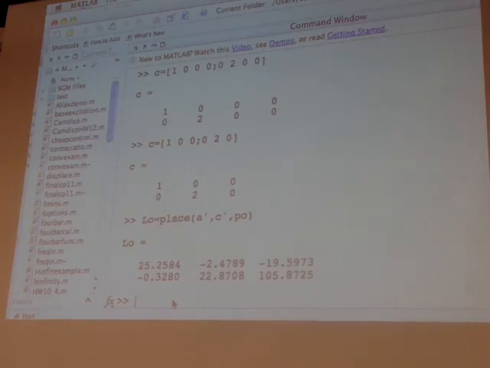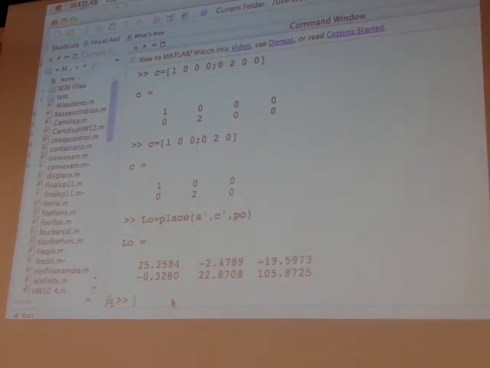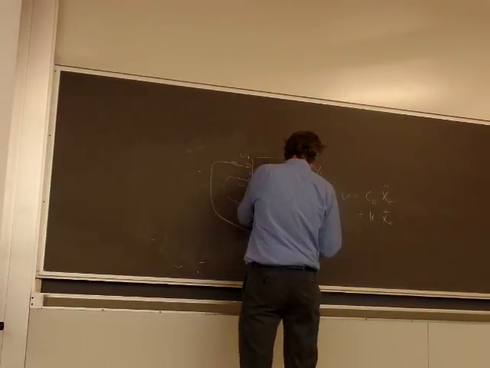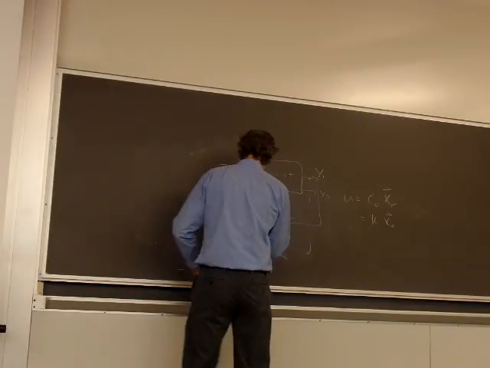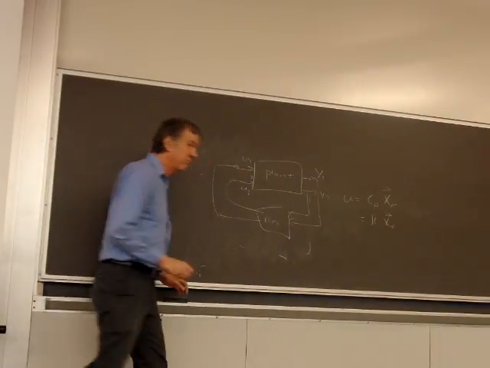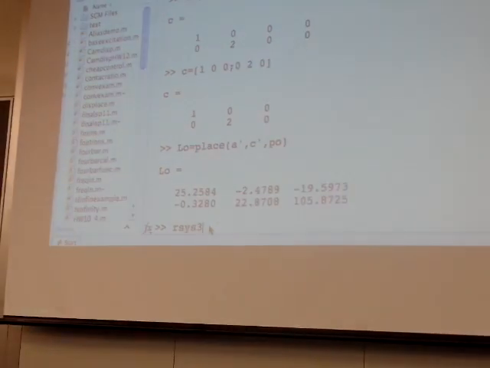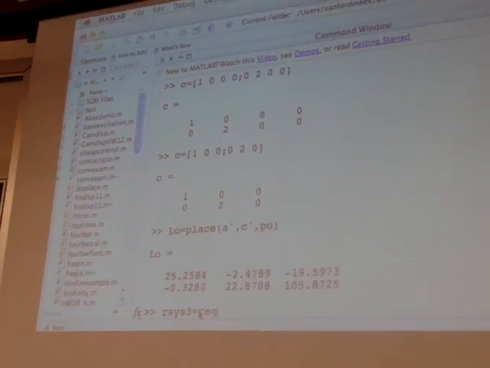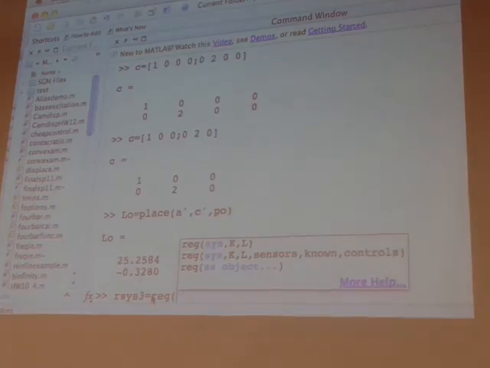In this case, I have now 2 outputs here. And I can put these into a regulator. 2 inputs, 2 outputs. Reg does just fine with this. So if I say this, remember this is 3 equals reg of our original system, which I have not redefined. I'm going to do that.